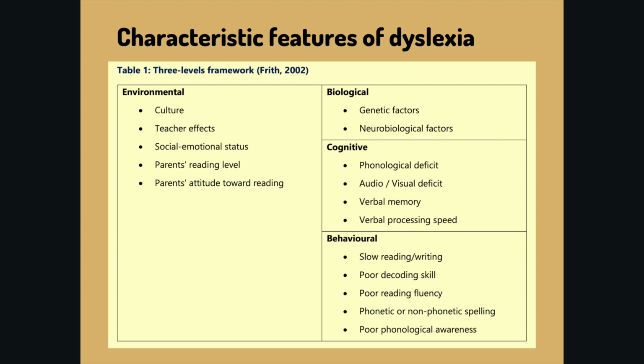People with dyslexia often also have audio or visual deficits, and they may have a slower verbal processing speed and a lower capacity for verbal memory. As we mentioned before, people with dyslexia might display slower reading and writing and spelling skills and poorer decoding skills. They might have inconsistent spelling, which can be both phonetic and non-phonetic, and they tend to have a poor phonological awareness.